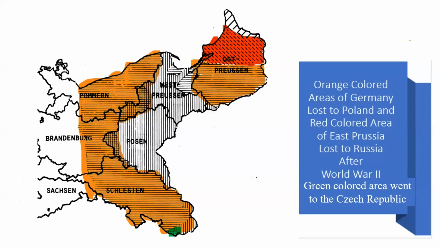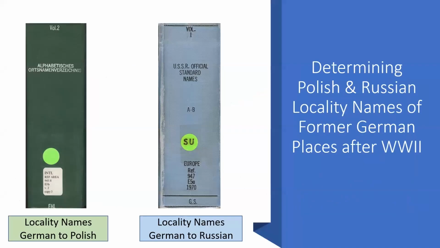Areas of Germany lost after World War II. The orange-colored areas are the German areas that went to Poland. The red-colored areas went to Russia, and the small green-colored area became a part of what is now called the Czech Republic. Reference tools used in determining Polish and Russian locality names of former German places after World War II.